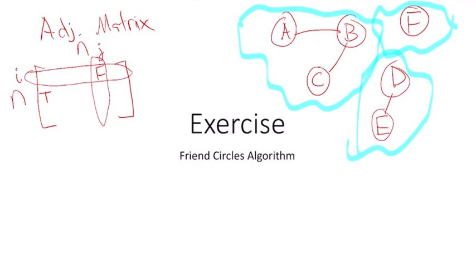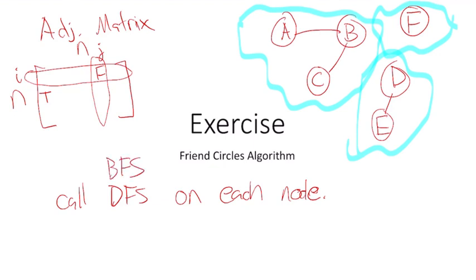So how do you solve this problem? I'm not going to give you pseudocode or give you code for this because this will be an assignment, as I mentioned. But essentially all you're going to do is call DFS a bunch of times. That's it. The friend circle problem is really nothing other than the connectivity problem. So you can call DFS, you can also call BFS. Either of those are going to work.